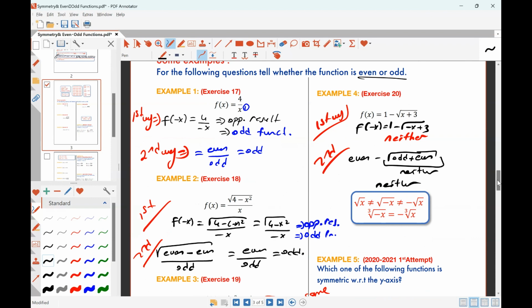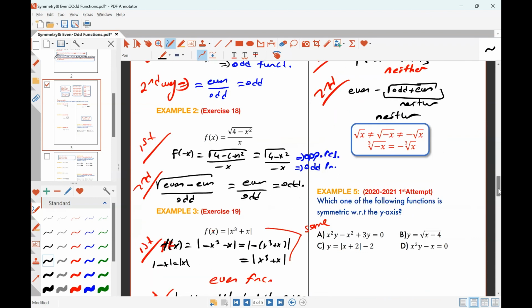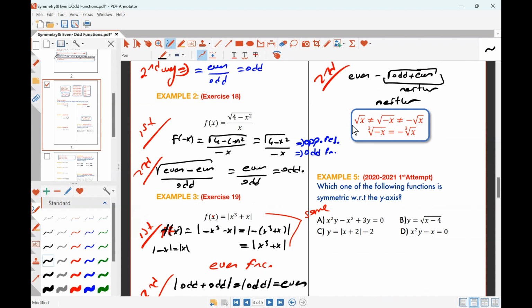All right, let's move on. We have another note here. You already know that square root of x is not the same as square root of negative x, and you can never take this negative out. But this is not the same for odd index.